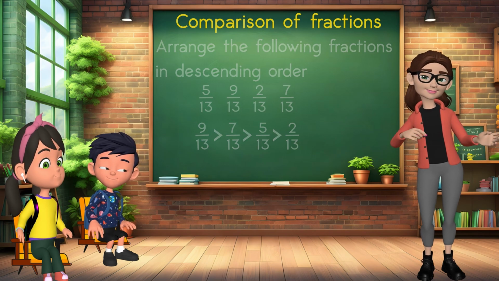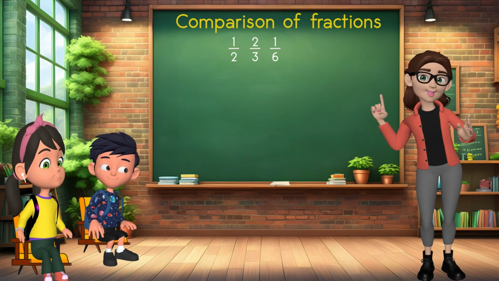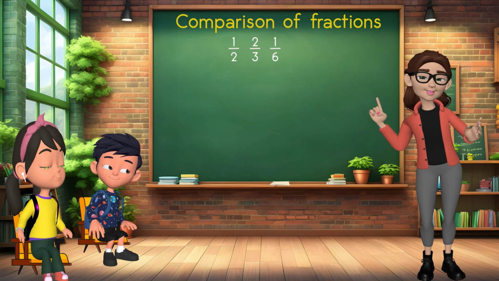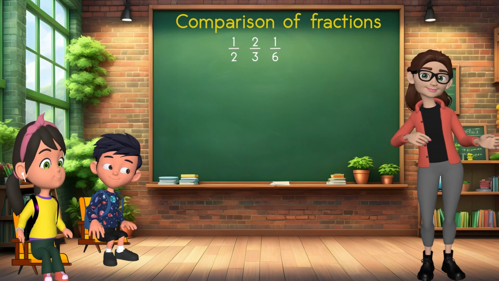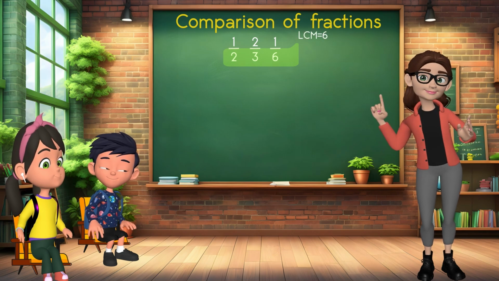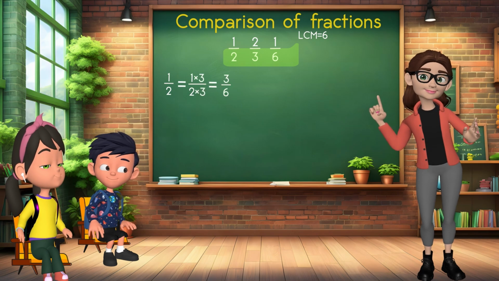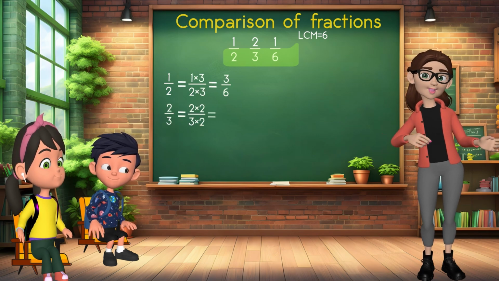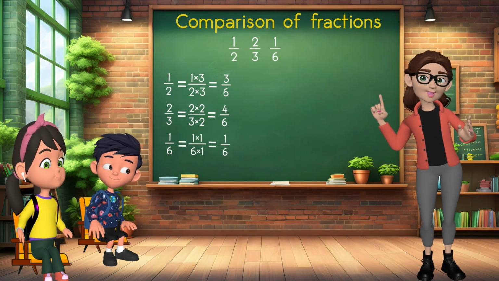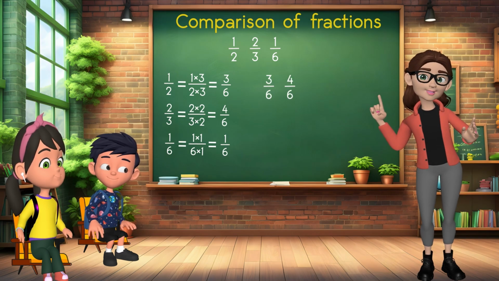But in case of fractions 1/2, 2/3, 1/6, we can't say by considering the top numbers, since these are not like fractions. So we need to convert them into like fractions. Here the LCM of denominators 2, 3, 6 is 6. Now, 6 divided by 2 equals 3, so 3/6; 6 divided by 3 equals 2, times 2 equals 4, so 4/6; and 1/6 stays 1/6. So, we get the like fractions 3/6, 4/6, 1/6.